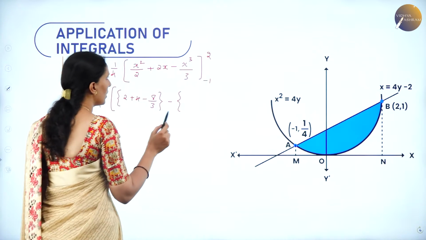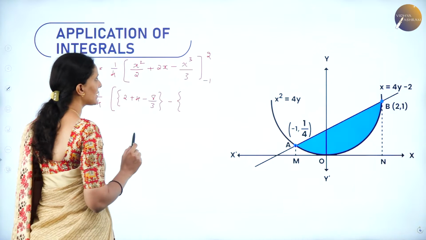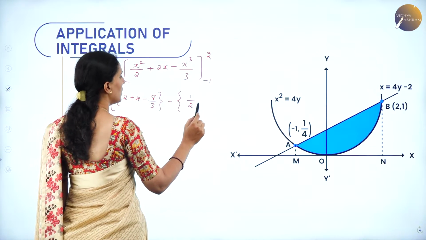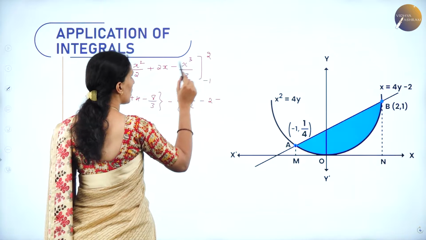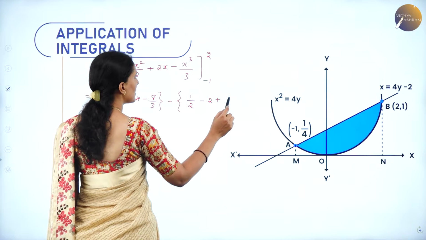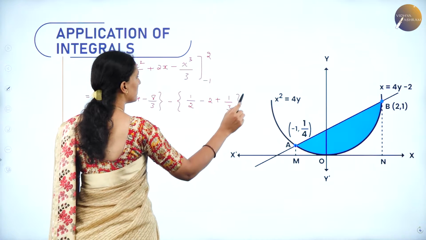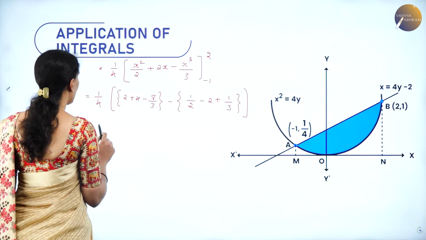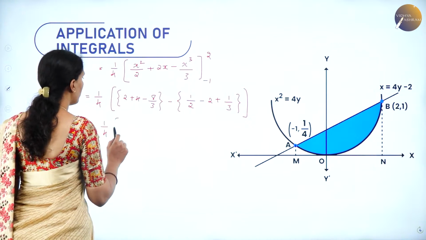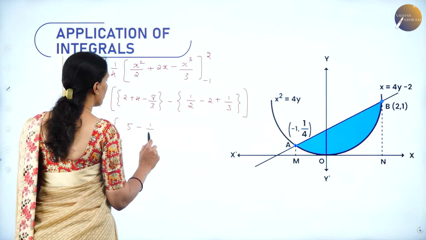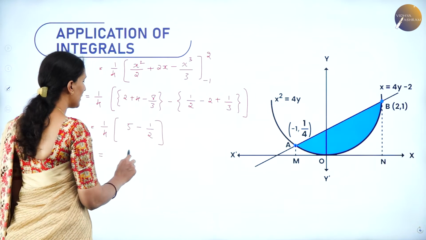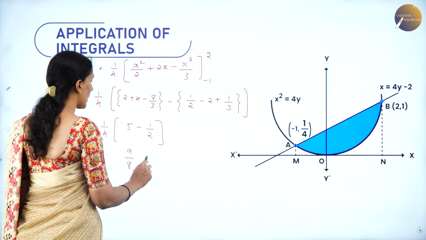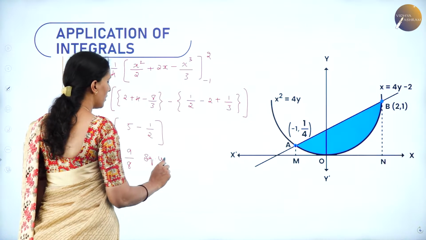Next we will apply the lower limit. Minus 1 whole square is 1, so it is 1 by 2 minus 2. Minus 1 cube is minus 1, so plus 1 by 3. So on solving this, here we will get the value as 1 by 4, so 5 minus 1 by 2. Solving this, we will get the area as 9 by 8 square units.